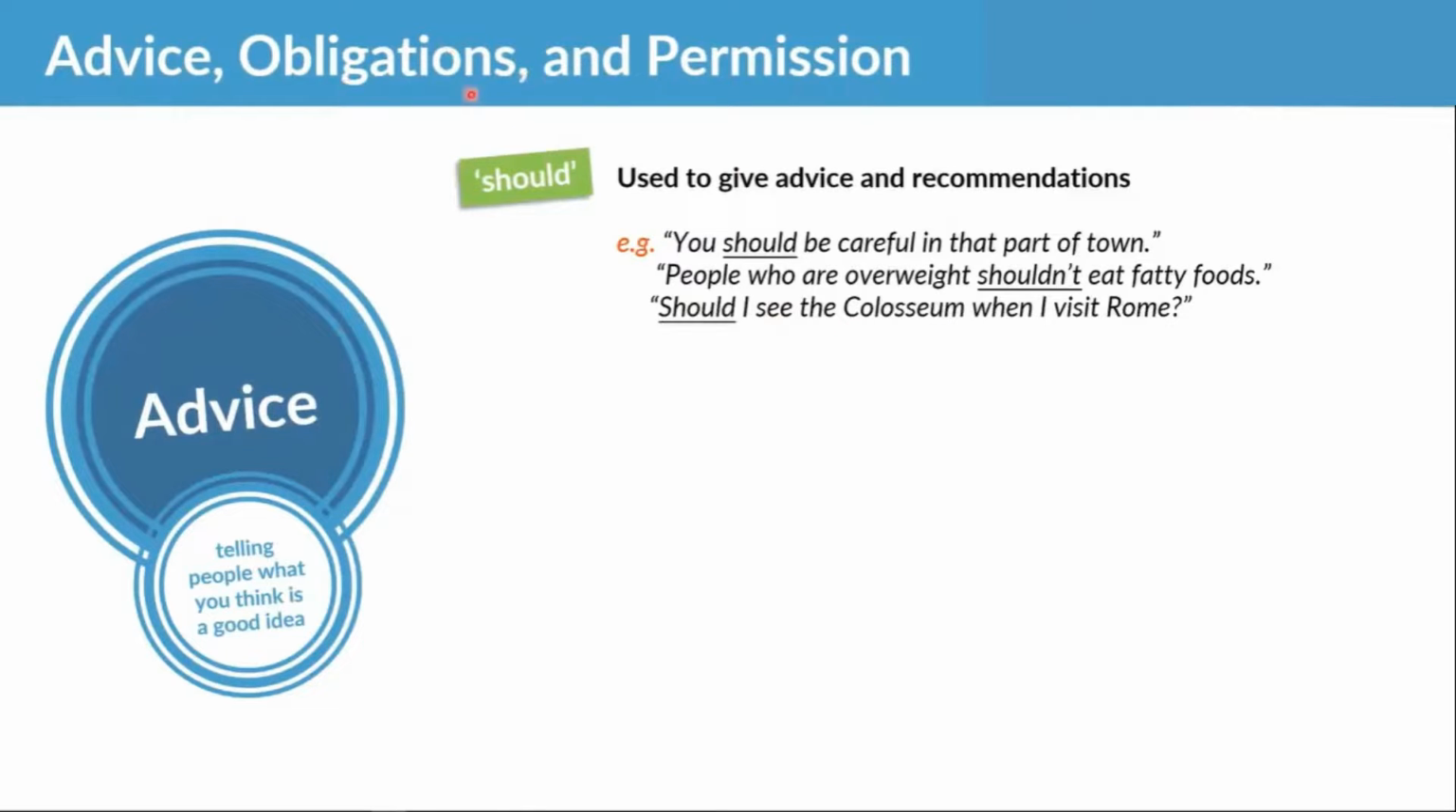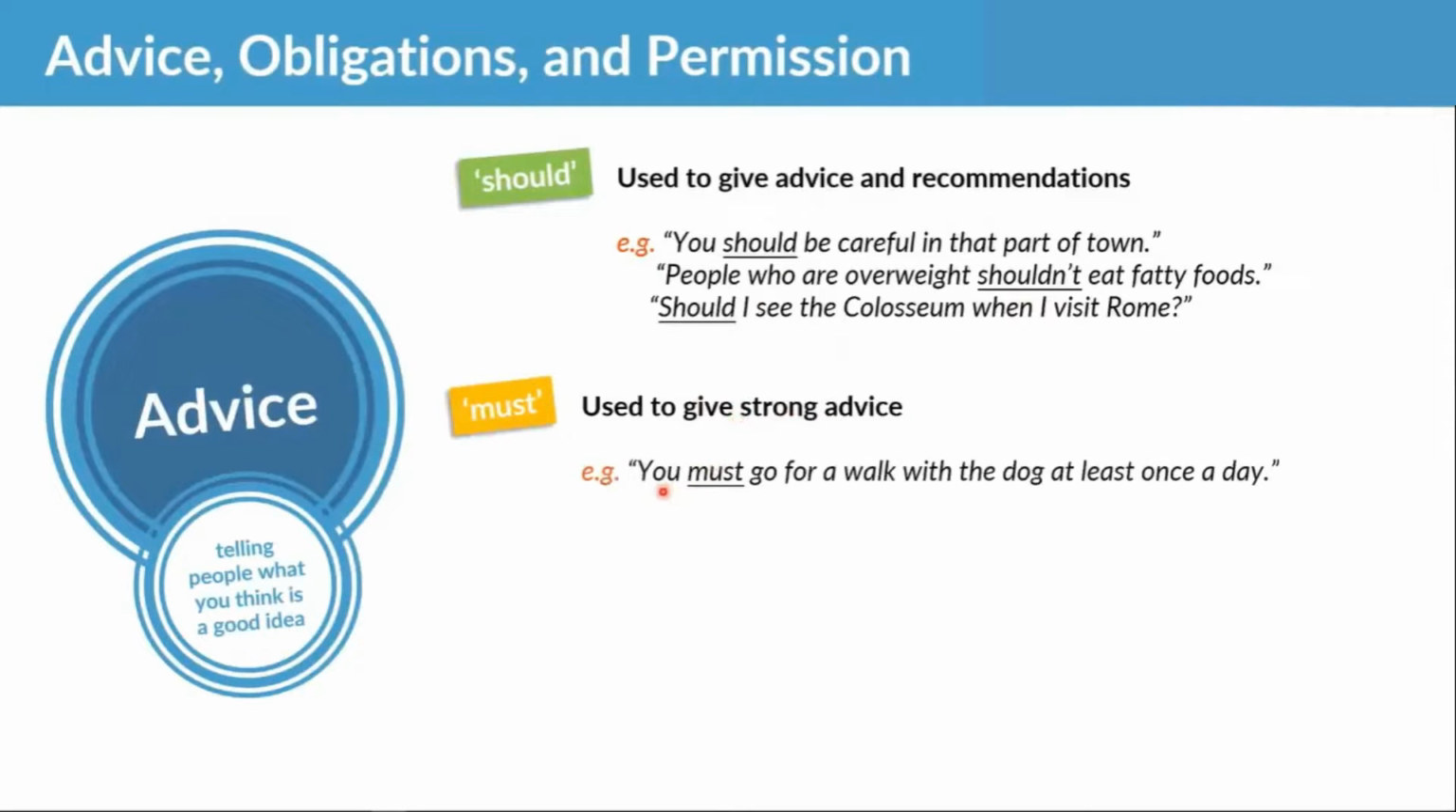Now, we know we can use should for advice, but we can also use the modal must. And this is used to give strong advice. So should is just for a recommendation, must is for strong advice. For example, you must go for a walk with the dog at least once a day. Strong advice, you must go for a walk. Not you should, you must go for a walk with the dog at least once a day.